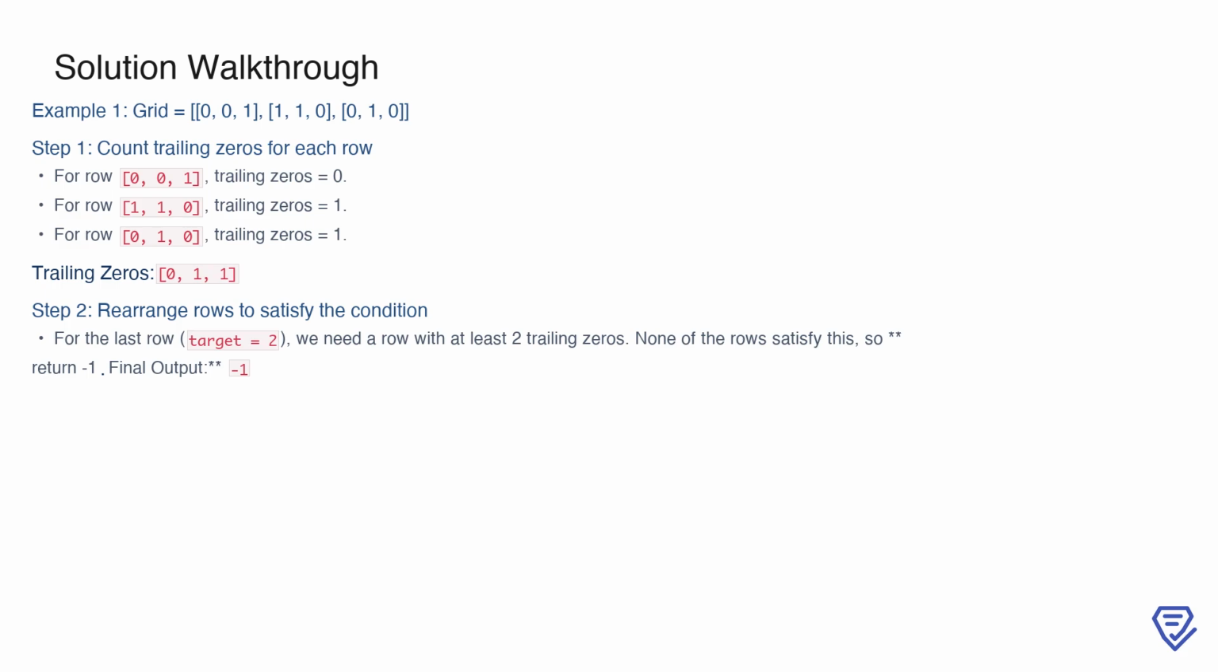Next, we need to rearrange these rows so that the grid satisfies the condition where each row has at least as many trailing zeros as the row index from the bottom up. For the bottommost row, which corresponds to a target of 2 trailing zeros, no row in the grid has enough zeros to meet this requirement. Since it's impossible to satisfy the condition, we return -1 as the output.